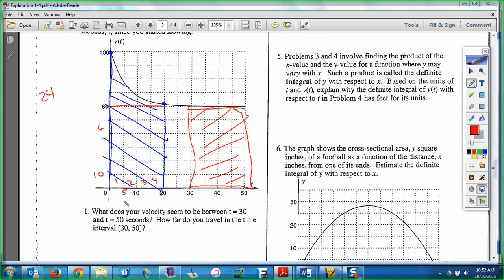Would it be 50? Each square is 50 feet: 5 seconds times 10 feet per second. So each one is 50 feet. So 24 times 50. Oh, that's 1,200. That's our same 1,200. Yeah, that makes sense.